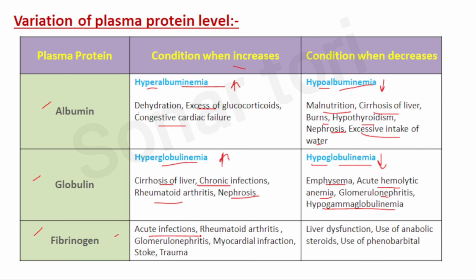When the fibrinogen level is increased, acute infection, rheumatoid arthritis, glomerulonephritis, myocardial infarction, shock, trauma occur. And in the condition when the fibrinogen level is decreased, liver dysfunction occurs. It is mainly due to the use of anabolic steroids and phenobarbital. So these are all the conditions that occur due to the increase or decrease of our plasma protein level.